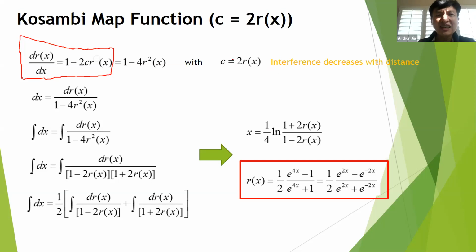All right. Now, if we let C equal this function, 2 times R of X, and we plug this into C here, then the function will become this.